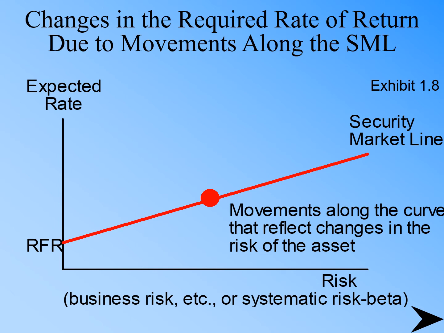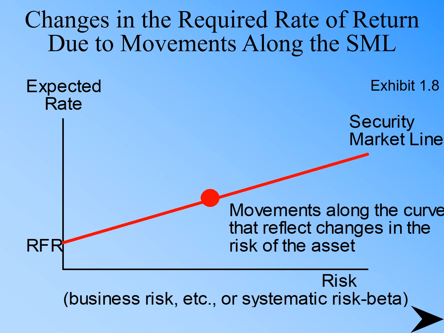Changes in the required rate of return due to movements along the security market line. So here you can see a spot, which means that the movements along the curve reflect changes in the risk of the asset. So when there is a change in the fundamental risk or systematic risk, or there is a change in the accounting measure of risk or market measure of risk, then there will be a movement of an asset along the security market line.